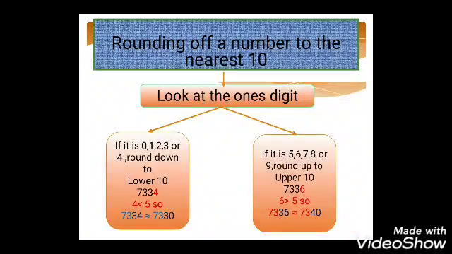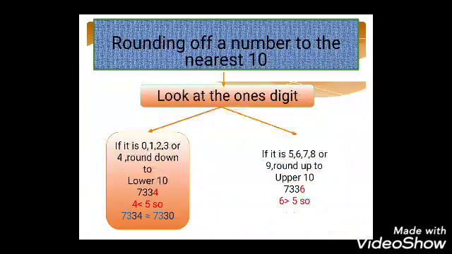Now if it is 5, 6, 7, 8 or 9, round up to the upper 10. Look at the digit at ones place, it is 6, more than 5, so 7336 becomes 7340.